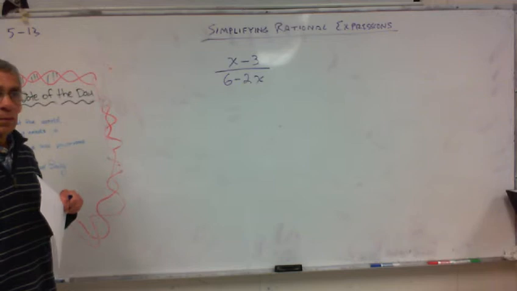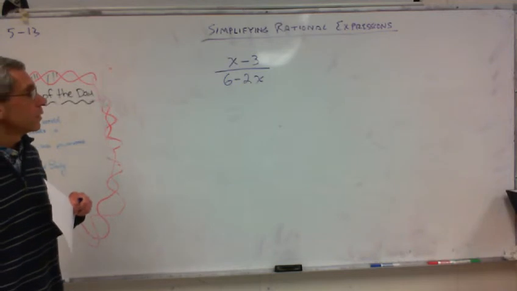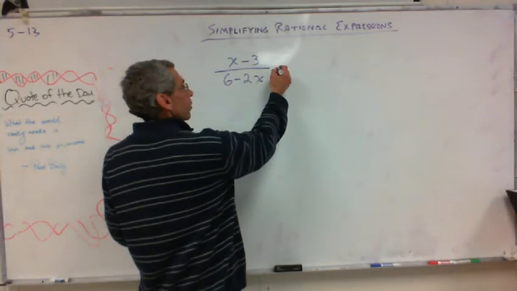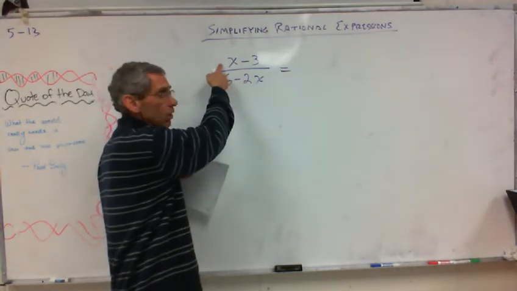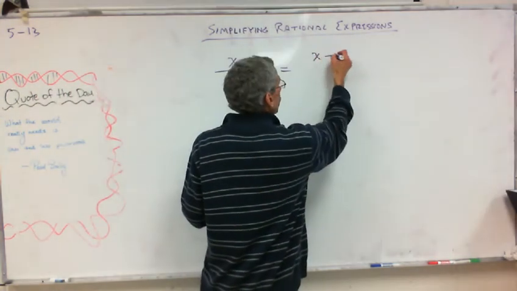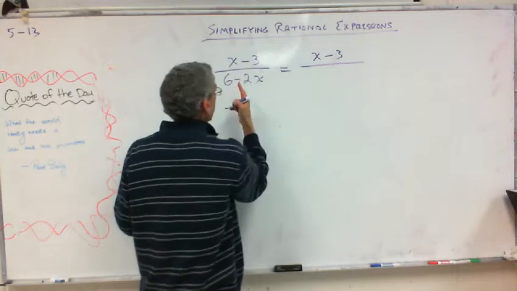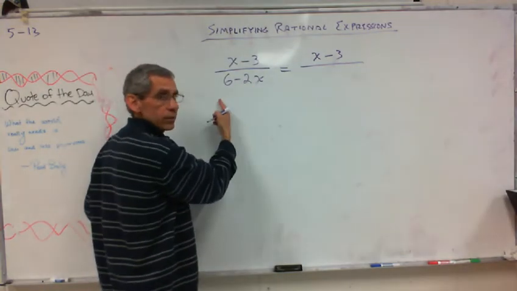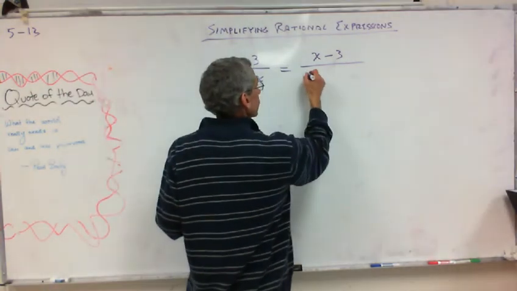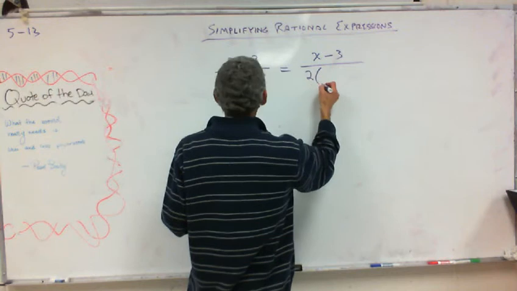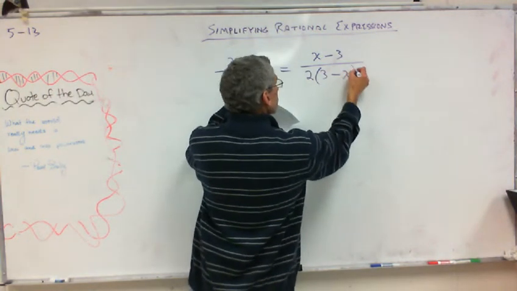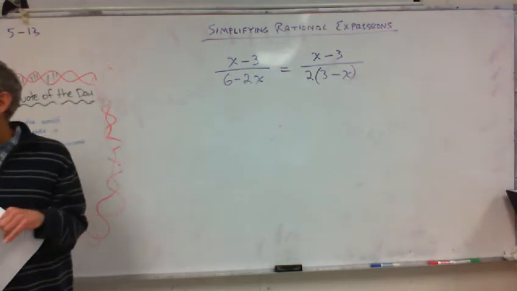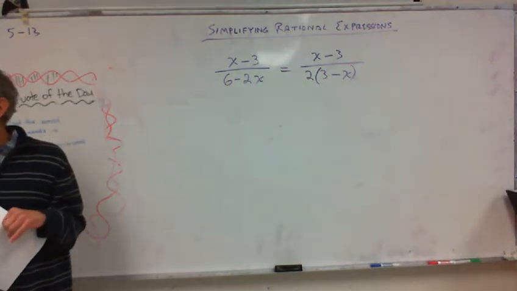3 goes into 6 2 times. So we still use our same approach. Can I factor the numerator? No. So I just write x minus 3. Is there a greatest common factor I could take out of the denominator? What is it? 2. So I'm going to do a 2 here, and a parenthesis, and I have 3 minus x. All right. Can I cross those out?